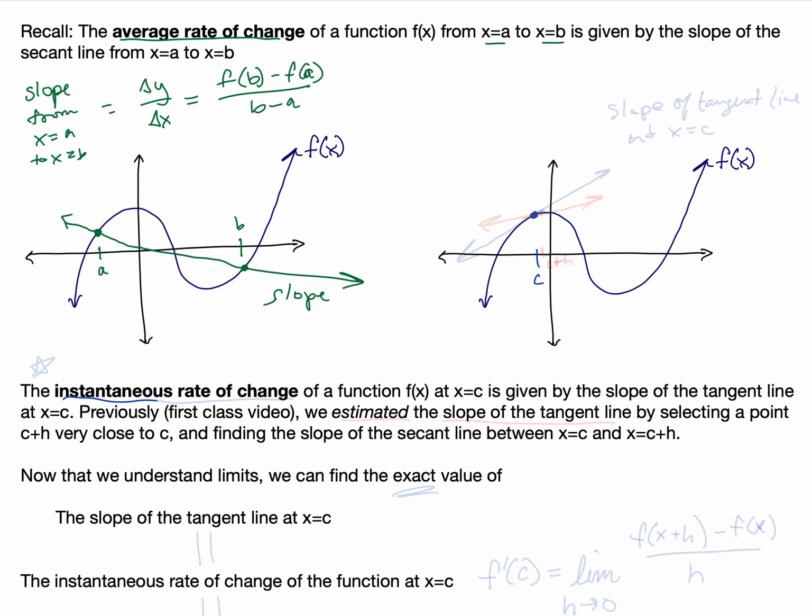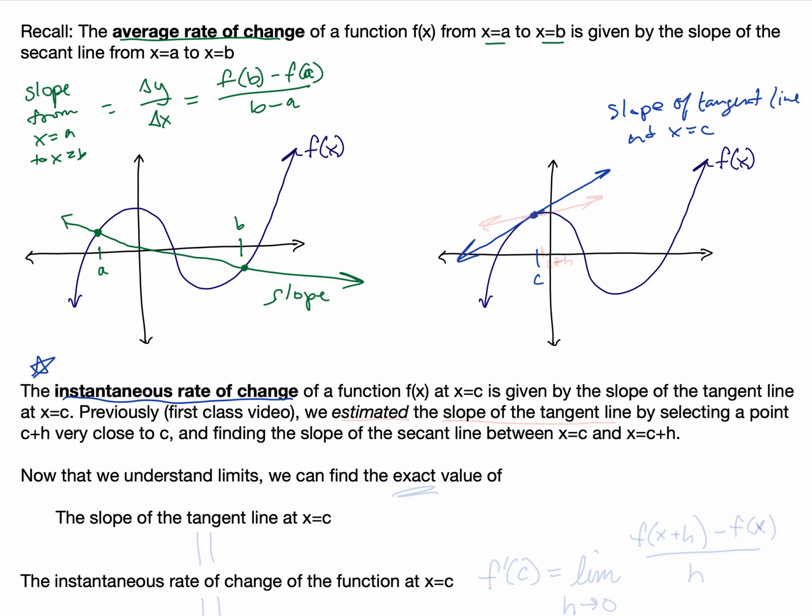The instantaneous rate of change of a function at a point x equals c is given by the slope of the tangent line to the curve at c. So again, we're trying to draw a straight line, doing our best. It's not too bad. That's the slope of the tangent line at x equals c, and that is our instantaneous rate of change, the speed at which the function is changing at that moment.